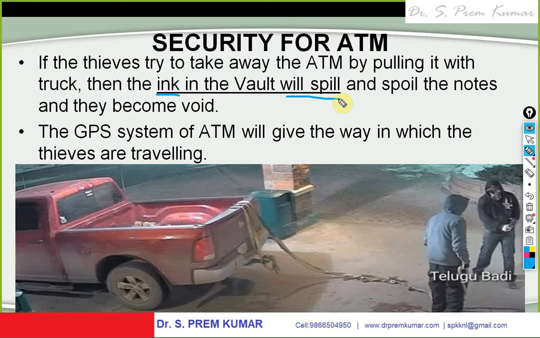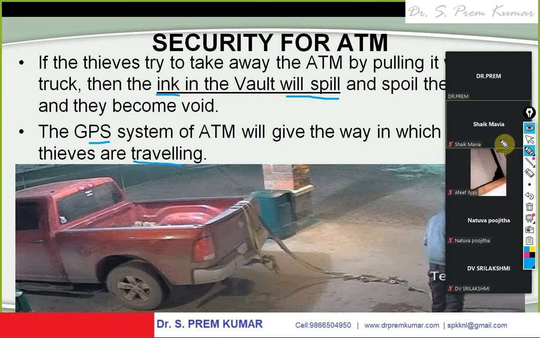And also remember, when the ATM machine is tied to a van and taken away, the GPS system, the global positioning system of the ATM machine, switches on, and through the internet it will communicate the route to the police officials. It will track the route where it is going. The location tracking will be switched on, and the location of the thieves will be known.